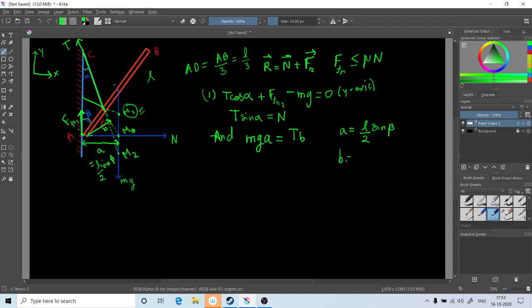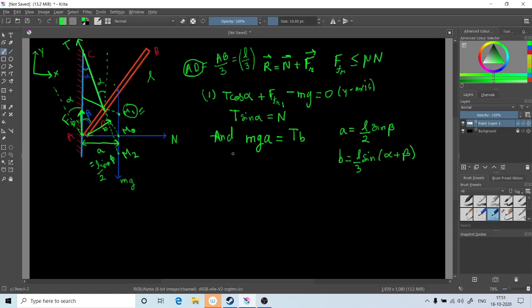For b, it is given that AD, this distance, is equal to L by 3. So L by 3, and we have this angle equal to alpha, and the value of b, which is the projection of AD perpendicular to the string, is L by 3 times sine of alpha plus beta.